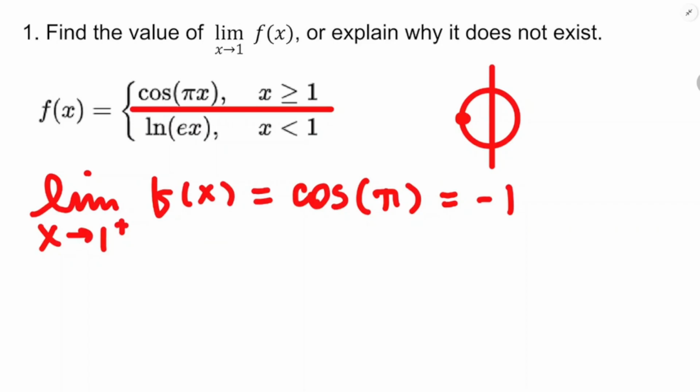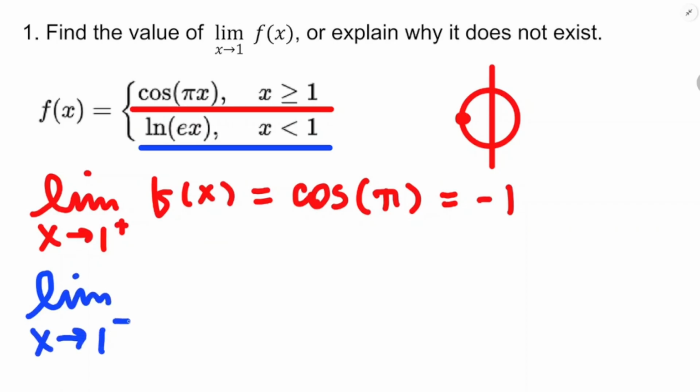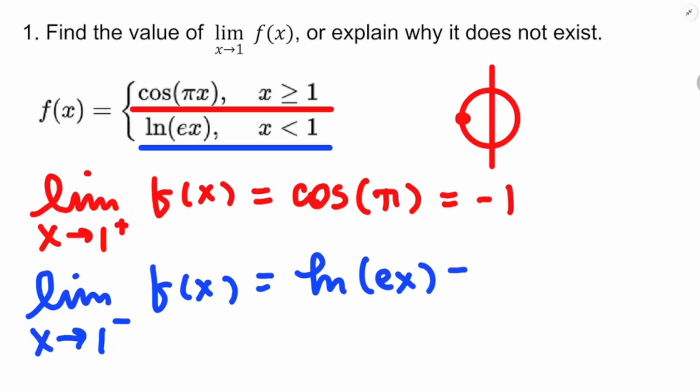Natural log of e times x is the other piece of this piecewise defined function. If x is less than 1, that will give me information about the limit as x approaches 1 from the negative side. So that limit is going to equal natural log of e times x, where I plug in x equals 1, so it'll just be e times 1. I'm thinking, natural log of e: what exponent do I put on e to get e? It's e to the first power, so that's going to equal 1.